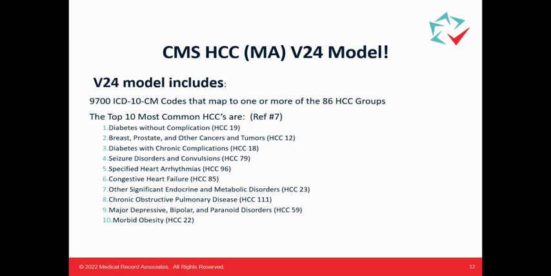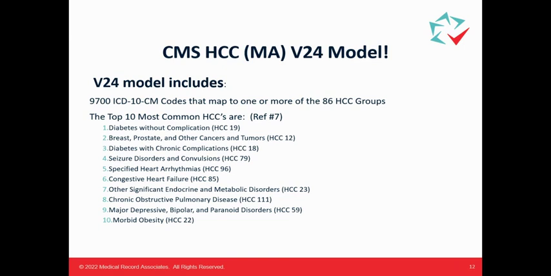And in this list, you can see the top 10 most common HCCs by volume, okay? So the most common, number 1, is diabetes without complication. We probably could have guessed that. The next most common is breast, prostate, and other cancers and tumors, HCC 12. There are a lot of patients, unfortunately, that fall into that HCC. The third one is diabetes with chronic complications.